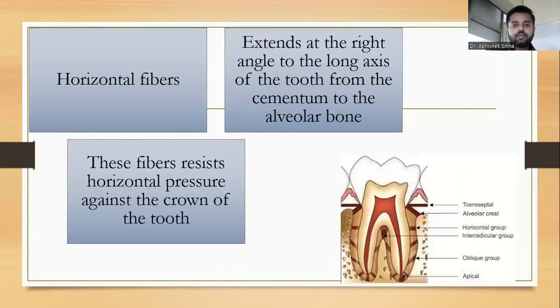The horizontal group of fibers extends at right angle to the long axis, right? This is a right angle. I hope you know what is right angle. It is going perpendicular to the long axis of the tooth from the cementum to the alveolar bone. These fibers resist horizontal pressure against the crown of the tooth. So horizontal fibers resist horizontal pressure, right? Alveolar crest group of fibers resists lateral movements.